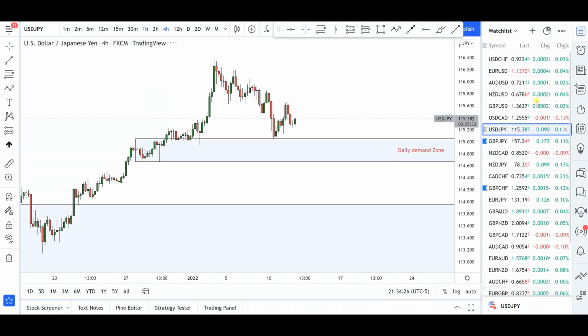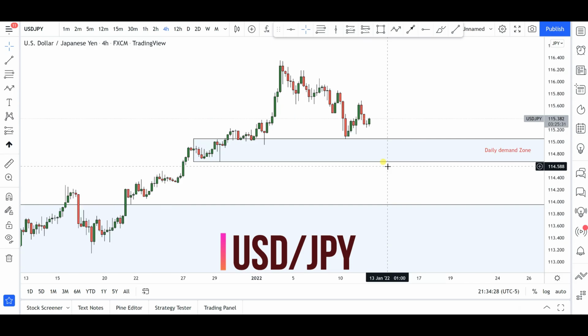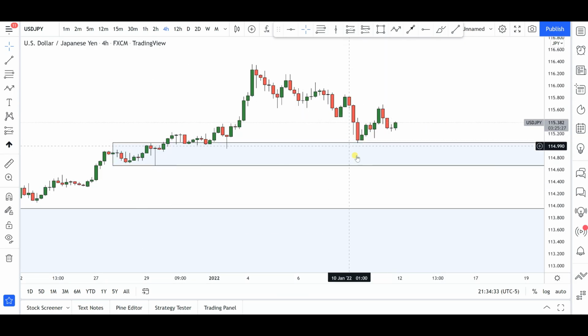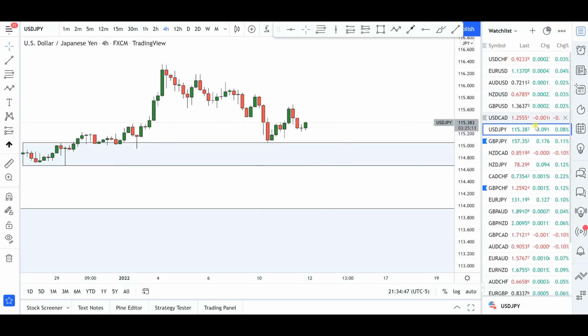Okay, next up, US dollar Japanese yen. Not much happening, to be honest. Price is just bouncing off of that daily demand zone that we had mapped out, right? And you can see we got that flush to the downside, and you can see price is now bouncing off of that daily demand zone, but no clear price action in my opinion, so I am not going to be saying much in this particular currency pair.